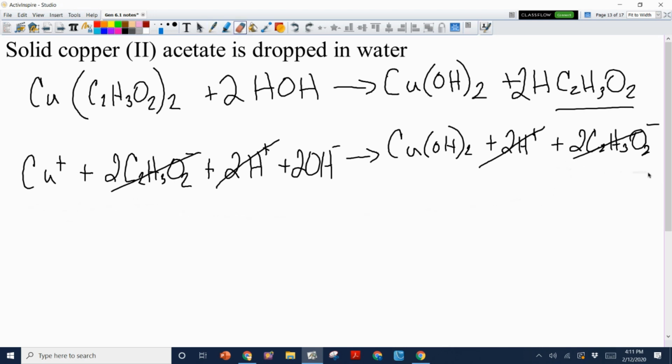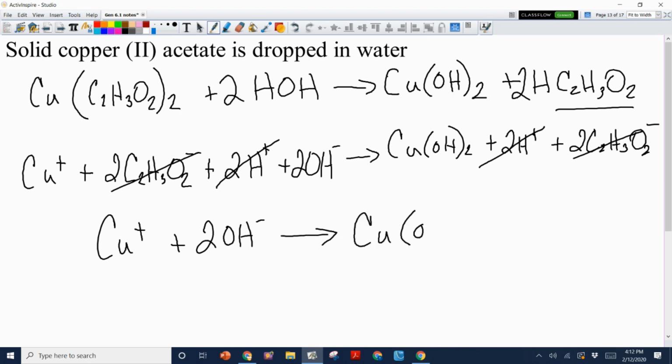So let's look at that. What I have not crossed out, copper here, plus 2 hydroxide ions yields copper hydroxide, just like that. So that is my net ionic equation. All right, and that's it for net ionic equations. It's the same thing over and over. I worked out 3 examples for you. You have some on the back of your homework sheet that you need to work out yourself.